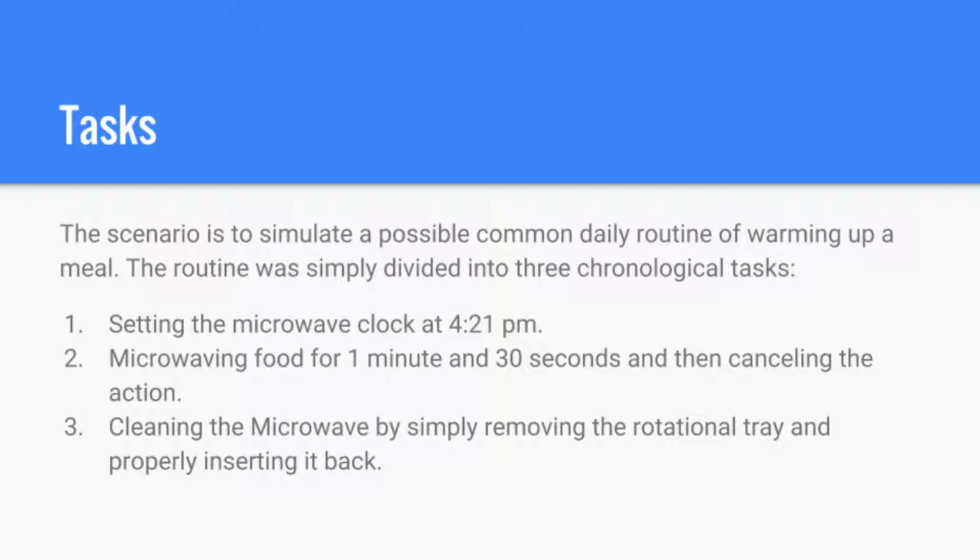The routine was simply divided into 3 chronological tasks. 1. Setting the microwave clock at 4:21 p.m. 2. Microwaving food for 1 minute and 30 seconds, and then canceling the action. 3. Cleaning the microwave by simply removing the rotational tray and properly inserting it back.